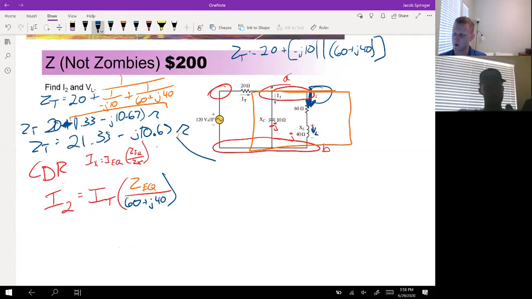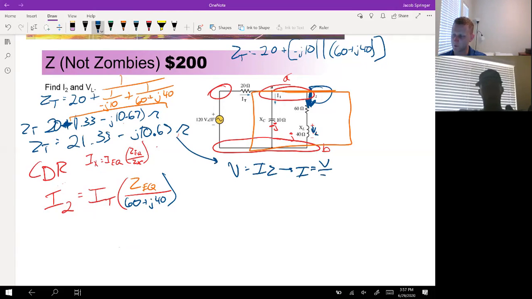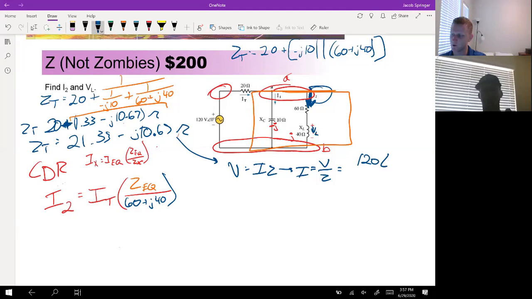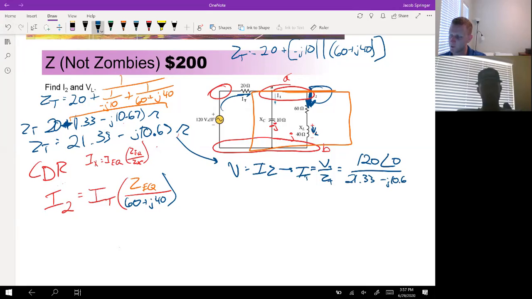So now over here to the right, I'll write V equals IZ, I equals V over Z. V is 120 angle 0. We're looking for all the totals because I'm solving for I total, right? I total, V total, Z total. Z total is 21.33 minus J 10.67. I total comes out to 5.04 angle 26.57 degrees, and that's in amps.